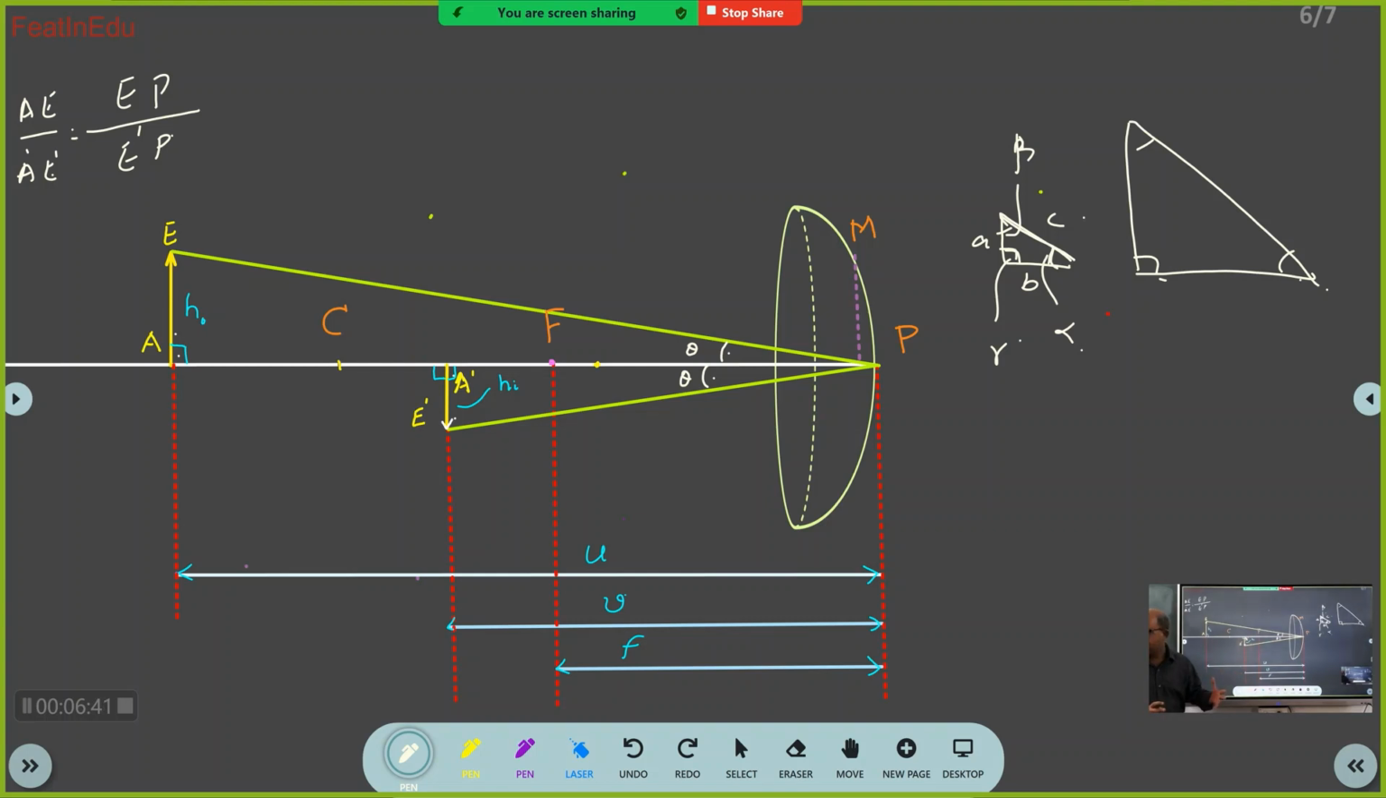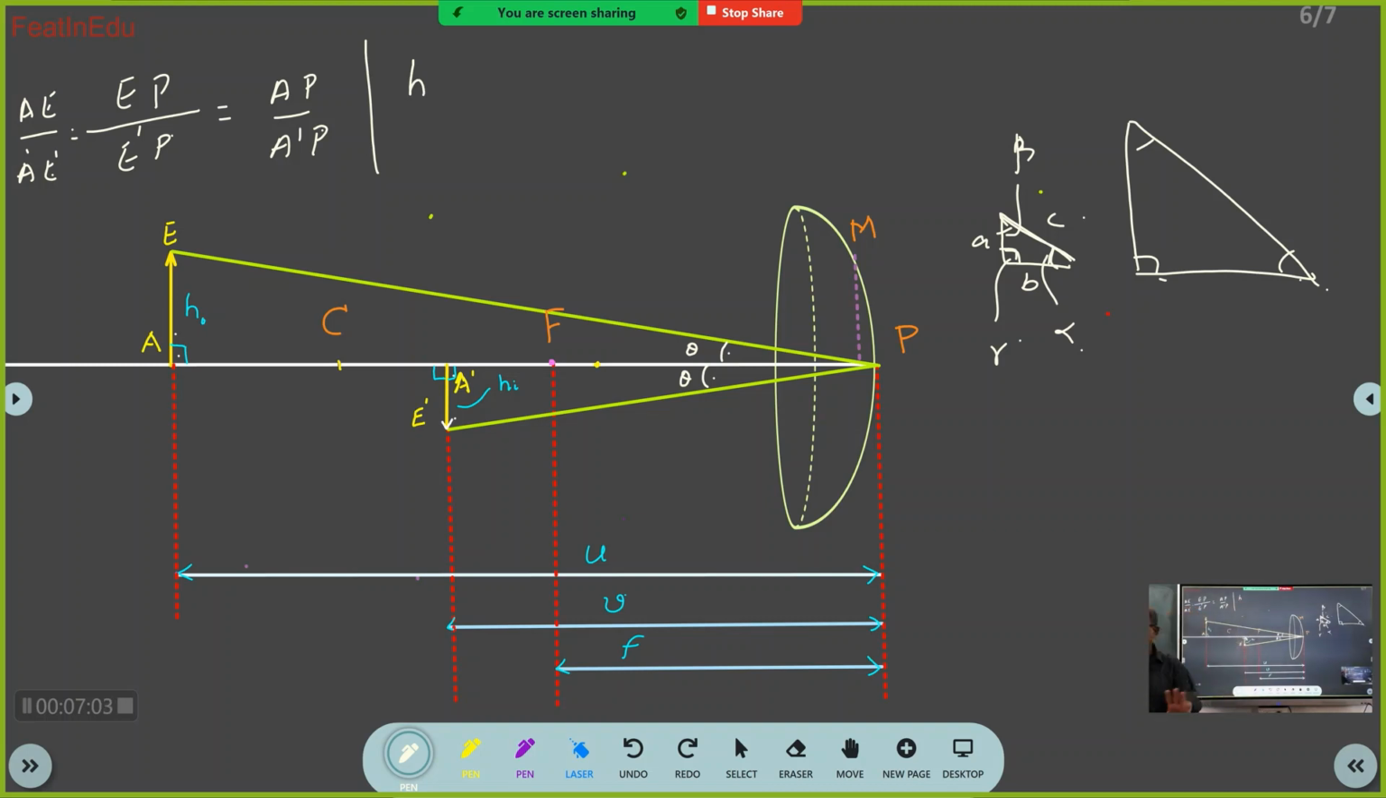Did you get this? Yes, sir. And now, last but not the least, AP upon A dash B dash. Correct? Yes, sir. So you establish the relation by just drawing two lines. What is AE? What is AE?